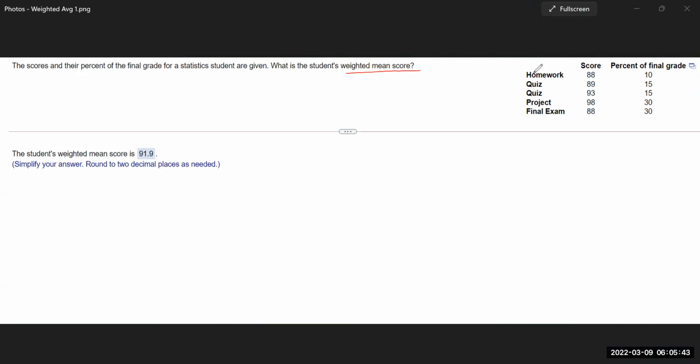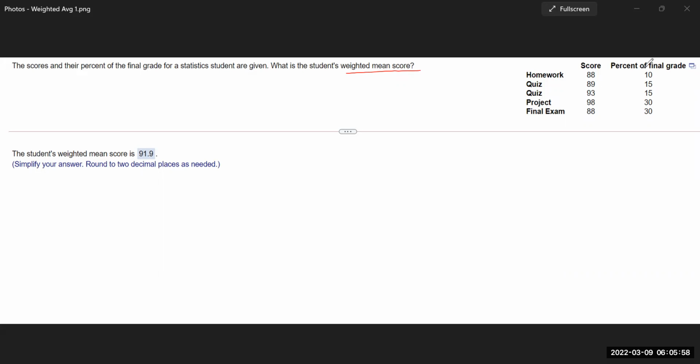Now, these are the scores that we're talking about. So we're talking about homework, quiz, another quiz, project, and final. Right. So these were the scores of the students in the statistics class.